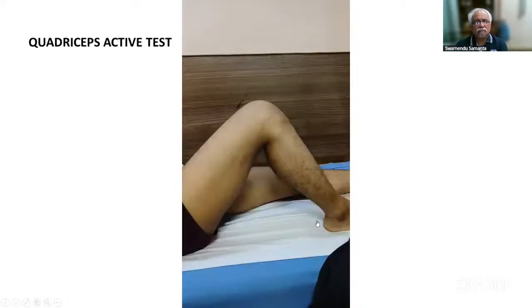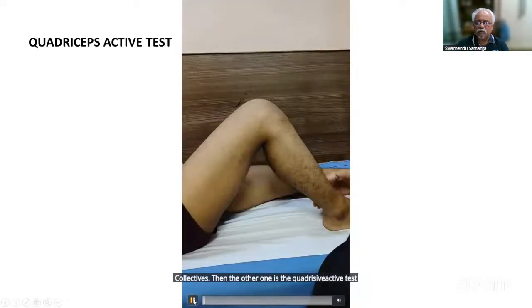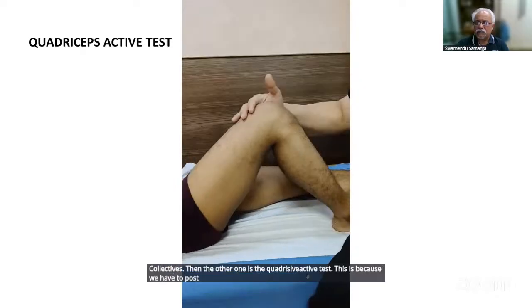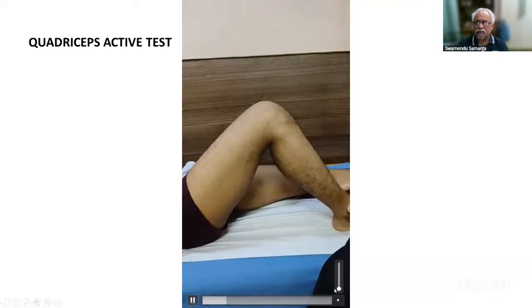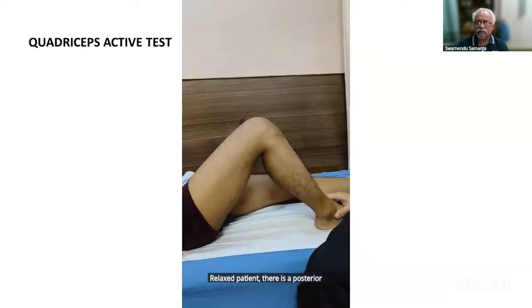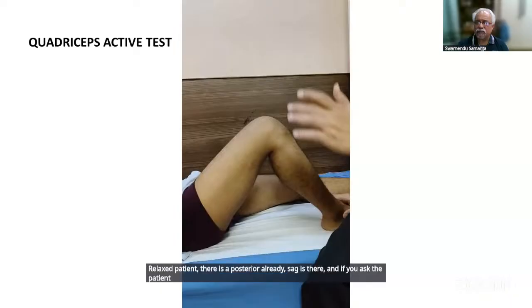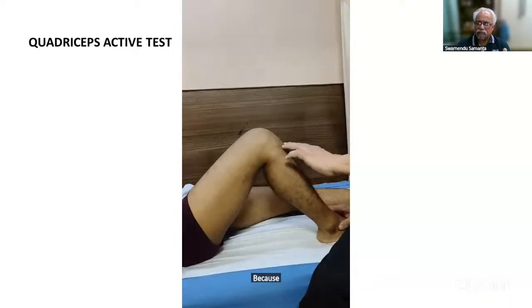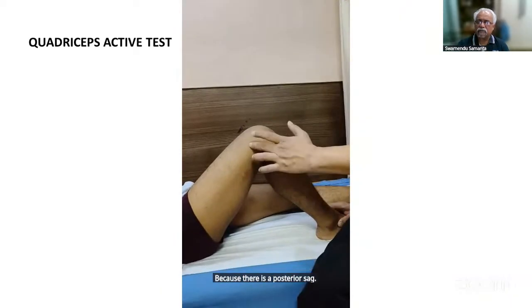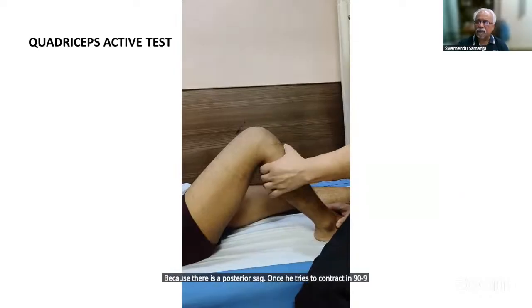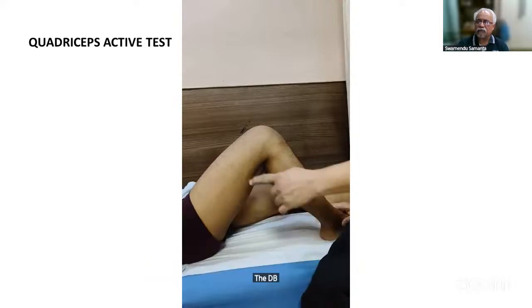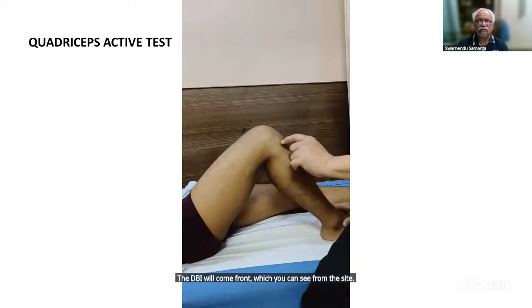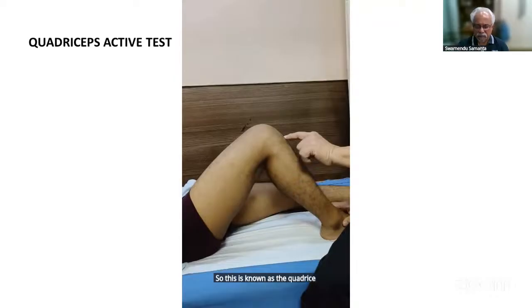Like this. Then another one is the quadriceps active test. This is because we have to make the patient relaxed. In a relaxed patient, there is a posterior sag already there, and if you ask the patient to just contract the quadriceps, because there is a posterior sag, once he tries to contract in the 90-90 position, because of the pull of the quadriceps on the patellar tendon, the tibia will come front, which you can see from the side. So this is known as the quadriceps active test.